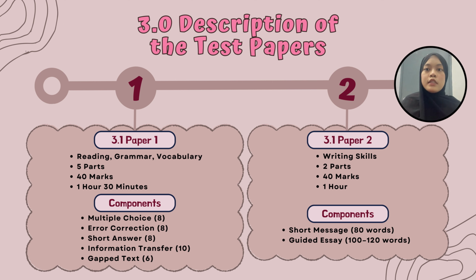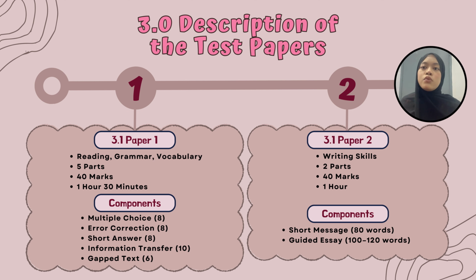Overall, Paper 1 assesses students' ability to understand written text, identify language errors, retrieve information, interpret meaning, and apply vocabulary knowledge. Paper 2 focuses on writing skills and carries a total of 40 marks. Students are given 1 hour to complete 2 writing tasks.